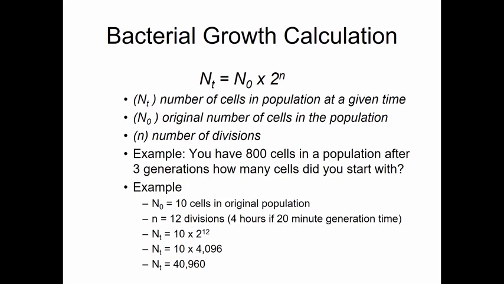3 is your number of generations. 2 to the 3rd power is 8. So 800 equals n sub o times 8. See what I did with the math here? I made this really nice and easy. Okay? 800 divided by 8 gives us 100, so we started with 100 cells. We allowed 3 generations to occur. After just 3 generations, we went from 100 cells to 800 cells, okay?